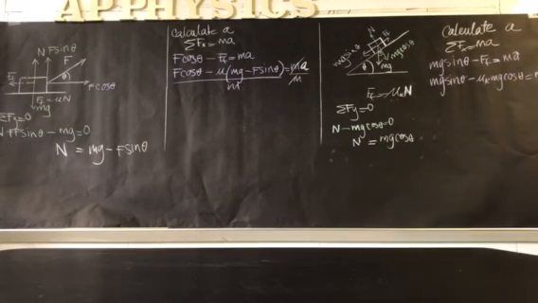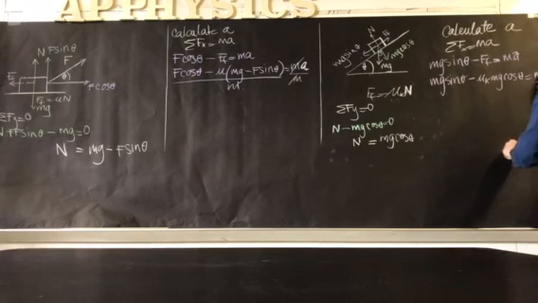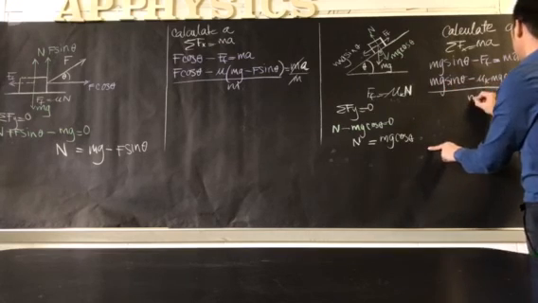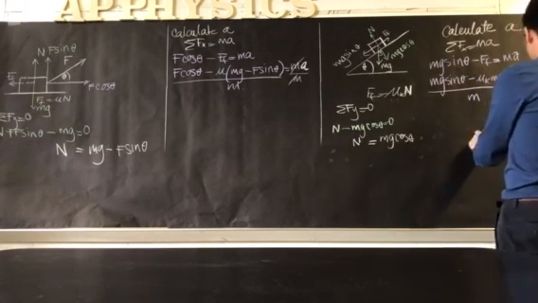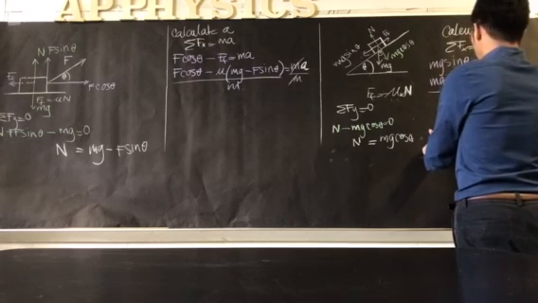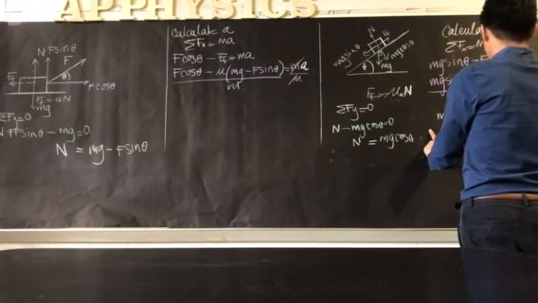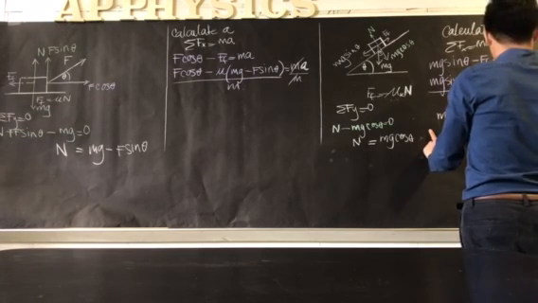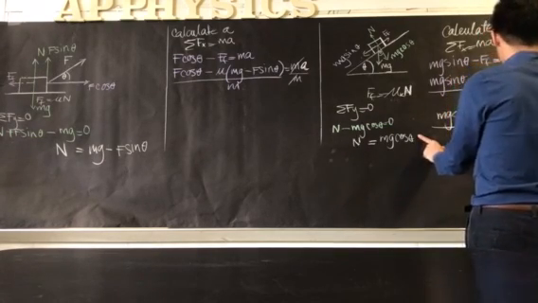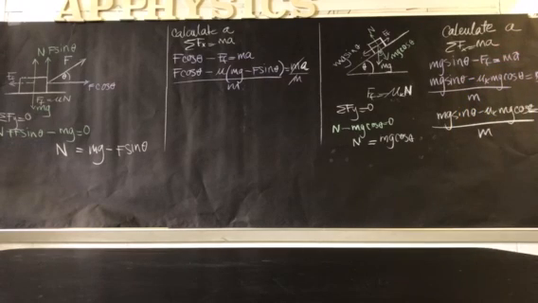From there, I'm going to figure out how to calculate the acceleration by dividing by mass on both sides of the equation. So the formula for my acceleration would be equal to mg sine theta minus mu k mg cosine theta, divided by mass. That would give you the acceleration in the x direction.